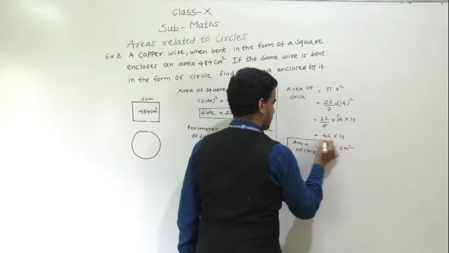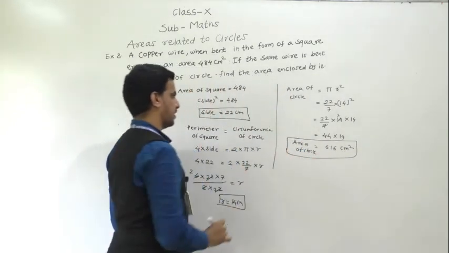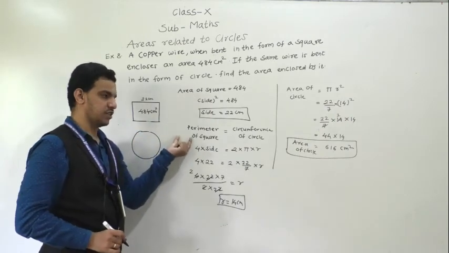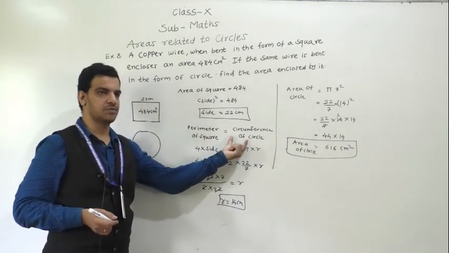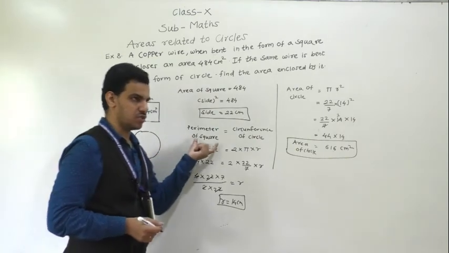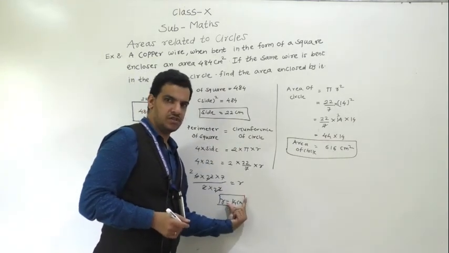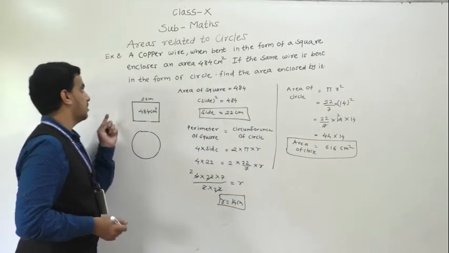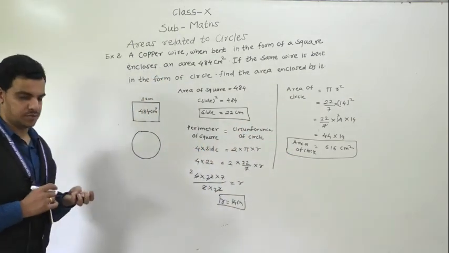Okay, understand this. First find side of a square, then perimeter of square is equal to circumference of circle, because same wire we have to rebend. Then by using this, we will get radius of circle, and then find area of circle. Okay, now we will take next example.